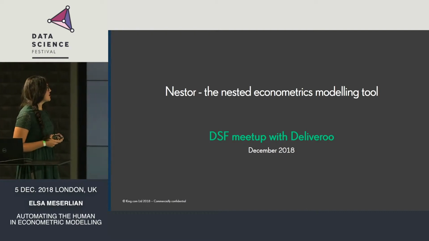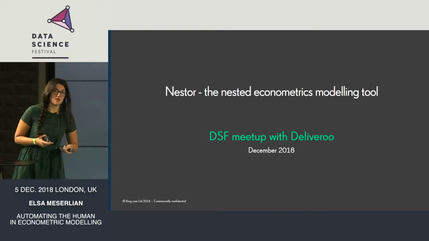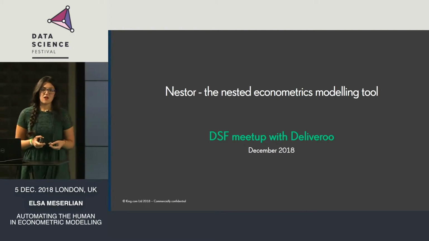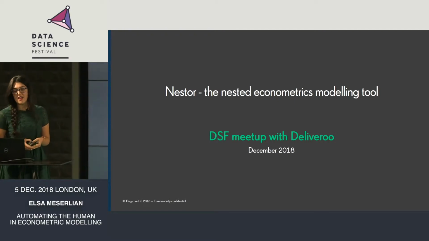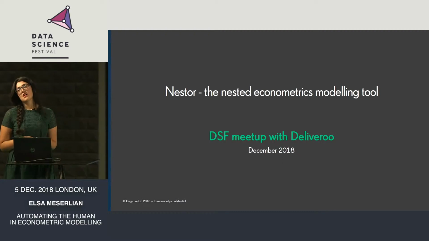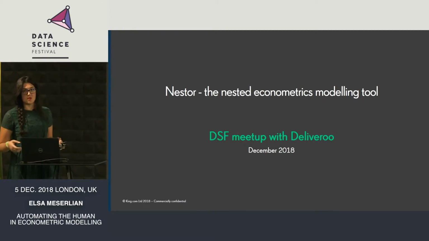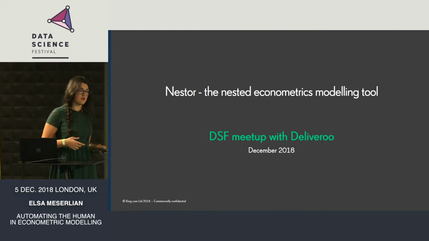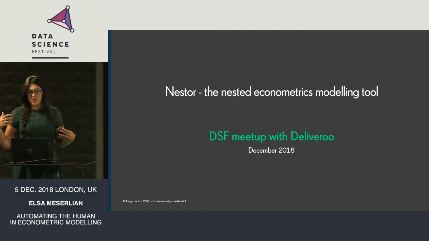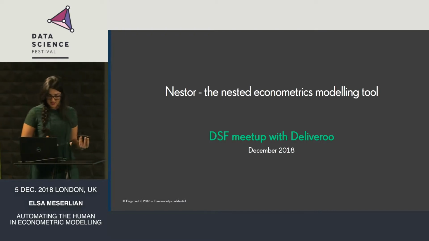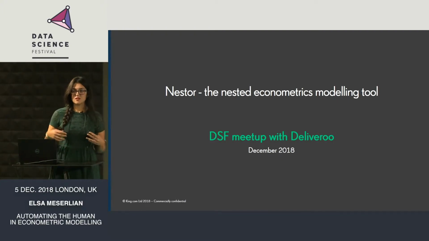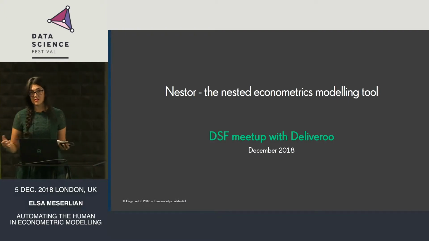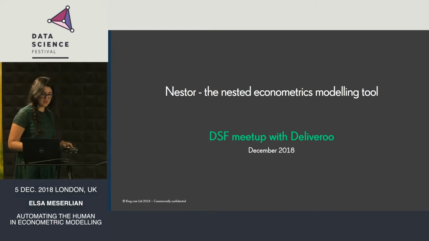I'm here to talk to you about the nested econometric modeling tool that we built to optimize and make our econometrics modeling a little bit faster. This presentation is going to cover why we made our decisions when we were building the tool, what kind of tech we decided to use, and how it solved this business problem, rather than how did we automate an algorithm to make it predict on its own types of questions.